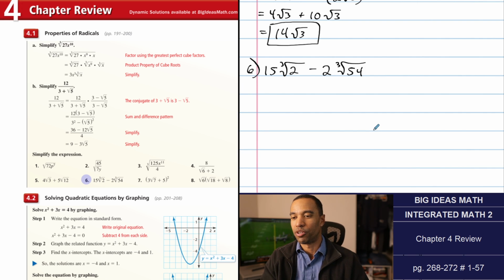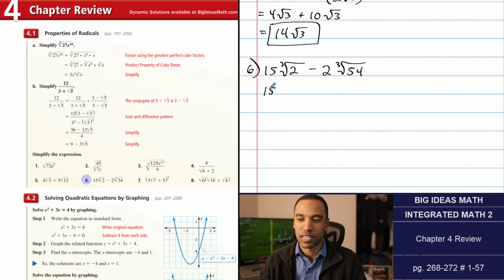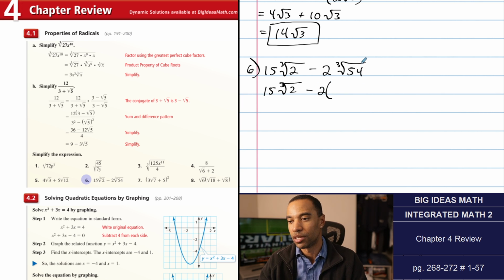Minus 2 times cube root of 54. So same kind of thing. Cube root of 54 can break down more. Let's see what that will become. See, the review can only ask you so many different kinds of questions, so they really evolve fast in the kinds of questions that they do ask.